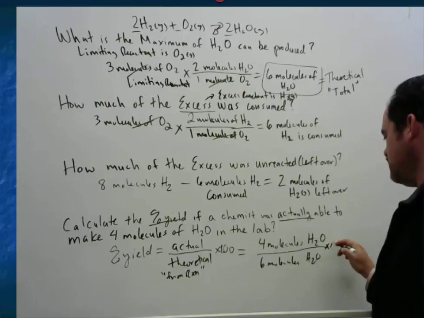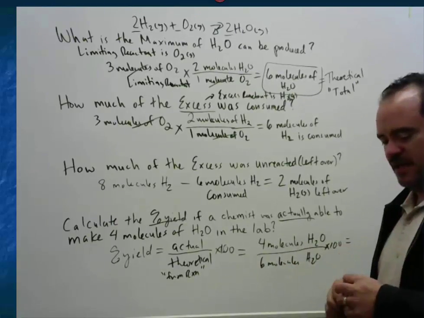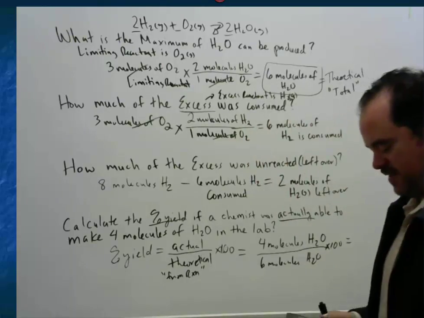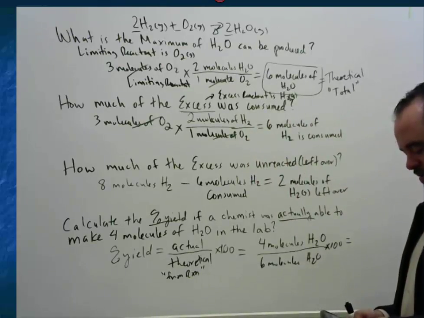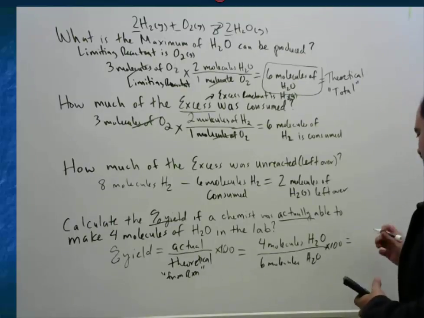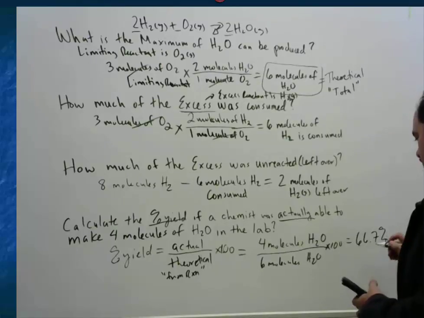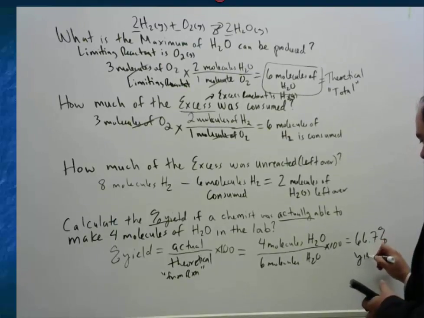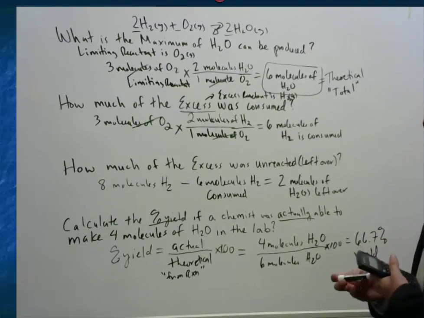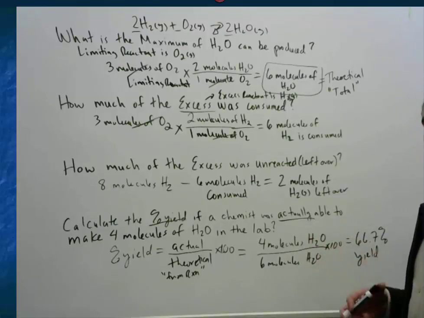Water times 100. So you put that in your calculator. You take just 4 divided by 6 times 100, and it is 66.7% yield. So that's how much you got. That's how much this chemist would actually make from that reaction.